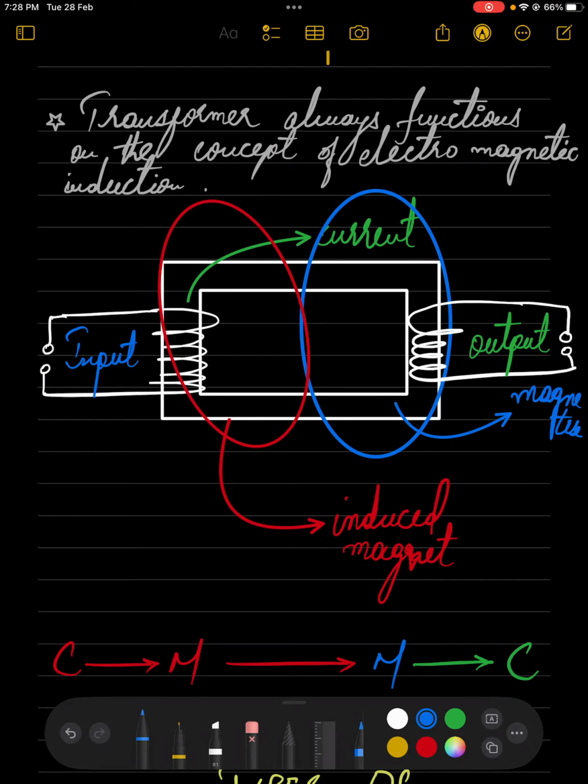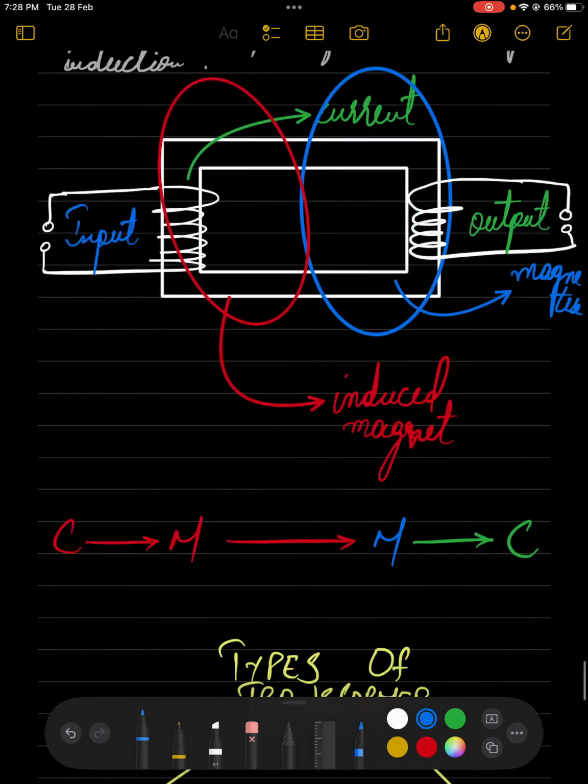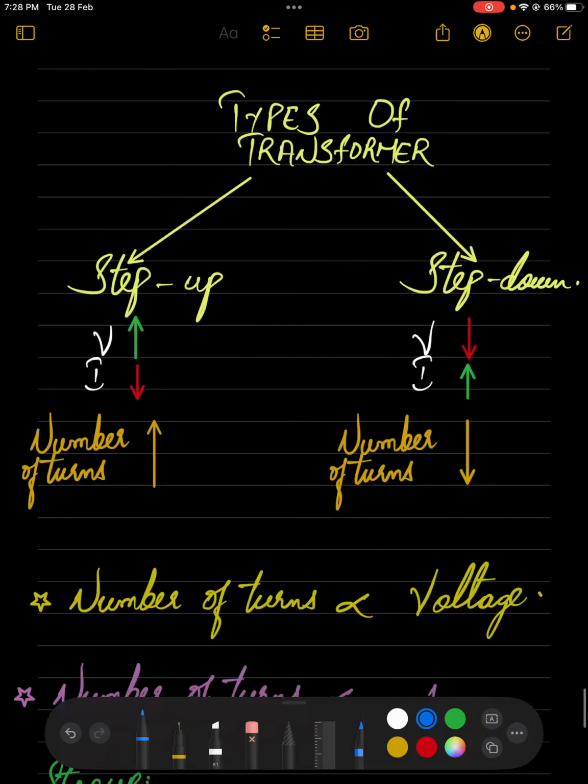आपने इनपुट से वोल्टेज दिया, करंट दिया, उस वोल्टेज और करंट से हमने बना ली है एक मैग्नेटिक फील्ड on the left side which leads to a magnetic field on the right side, and the right magnetic field would ultimately lead to the voltage and current on the output side. तो ये एक chain reaction है. The input voltage and current creates magnetic field, which further creates another magnetic field, finally leading to output voltage and current. Now moving forward, we have the types of transformers.